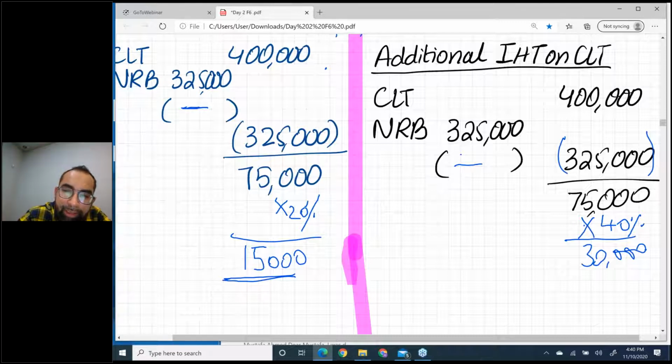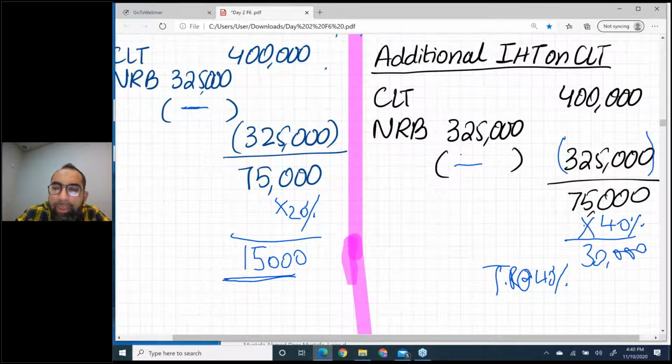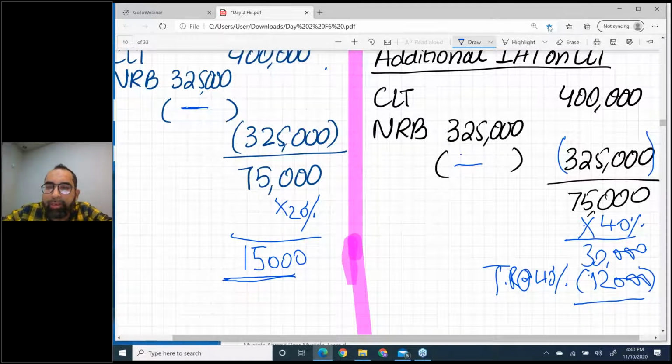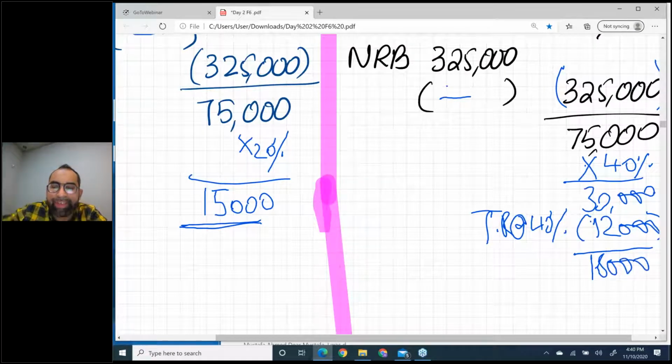Let's deduct taper relief, TR, at the rate of 40%. What's 40% of 30,000? It's, I think, 12,000. So let's write 12,000 here, and 30 minus 12 will give you 18. We are very close to success, please. 30 minus 12 is 18.